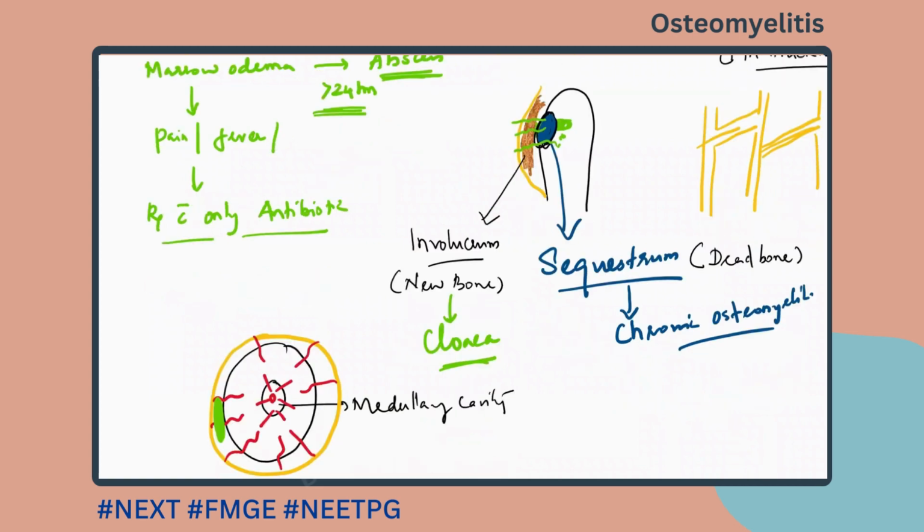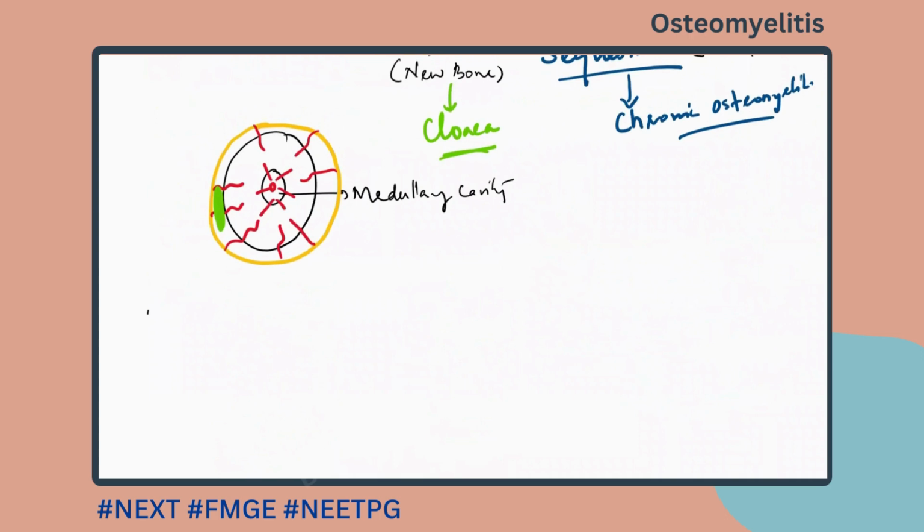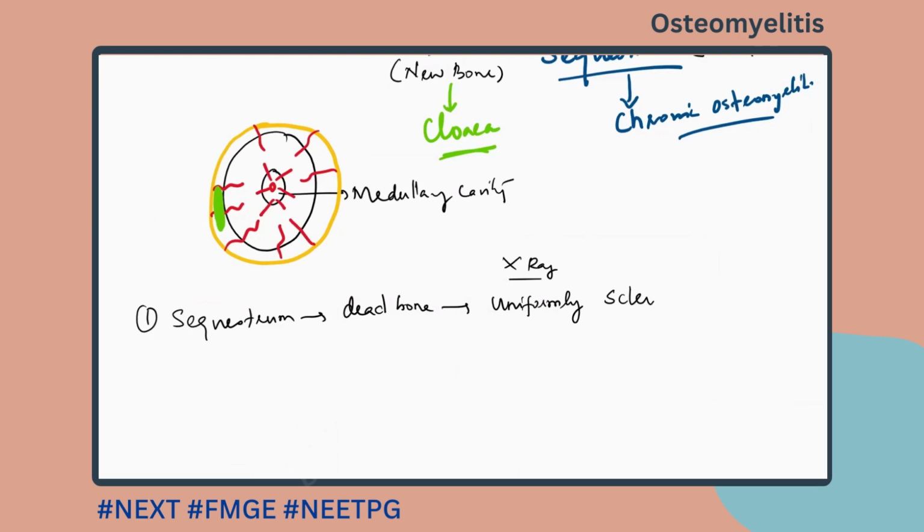So three terms are very important here. One is sequestrum. Sequestrum means dead bone. In X-ray, it will be uniformly sclerotic. Very important. It will be like a complete white bone. So this dead bone is called sequestrum.